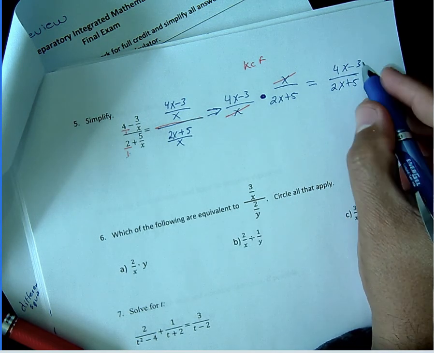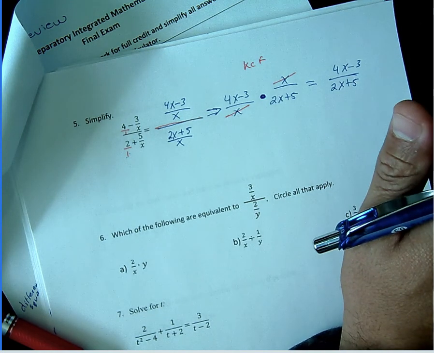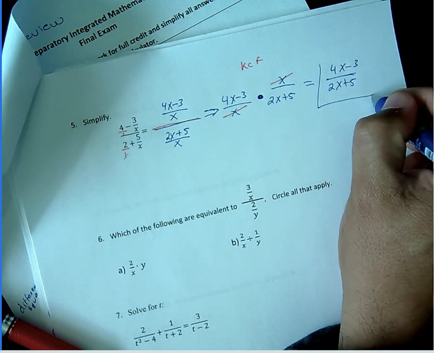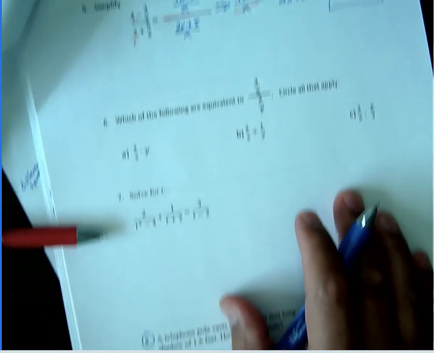And you can look here. Can we GCF anything? Factor? No, we can't. So that means you are done. There's nothing we can do about this. That's the answer for 5.